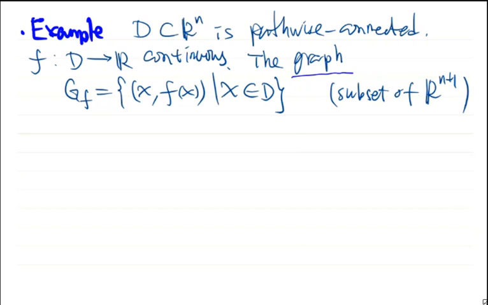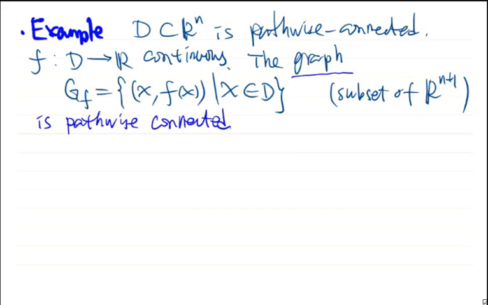Because x belongs to D, x is an n-dimensional point. x has n coordinates, and f(x) is a real number. Altogether, the point (x, f(x)) has n plus 1 coordinates. Therefore, such points make up our G_f, a subset of R^(n+1). So this graph, we declare that this graph is pathwise connected.